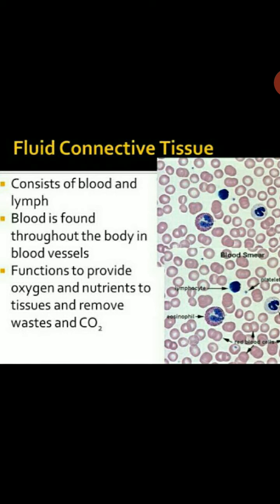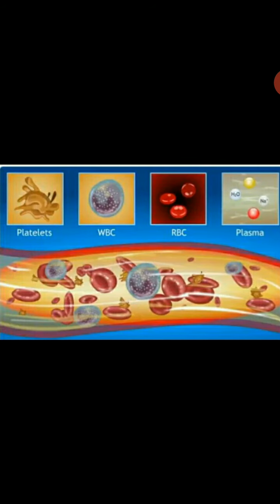Last one is fluid connective tissue. It is a mobile connective tissue that constitutes the transport system of animals. It includes blood and lymph. Blood is found throughout the body in blood vessels. Its function is to provide oxygen and nutrients to tissues and remove waste and carbon dioxide. In blood connective tissue, cells move in a fluid called blood plasma. These blood cells are also called blood corpuscles. The plasma contains proteins, salts and hormones.